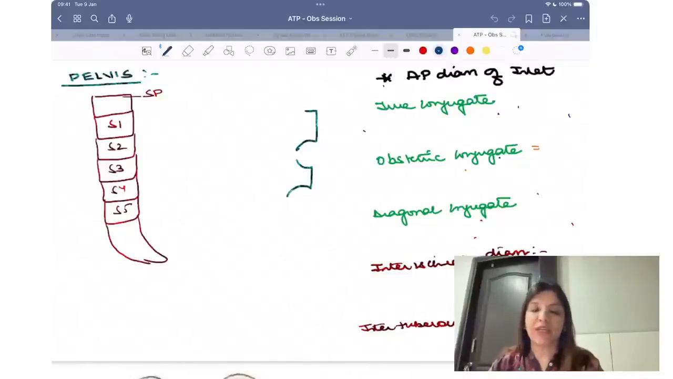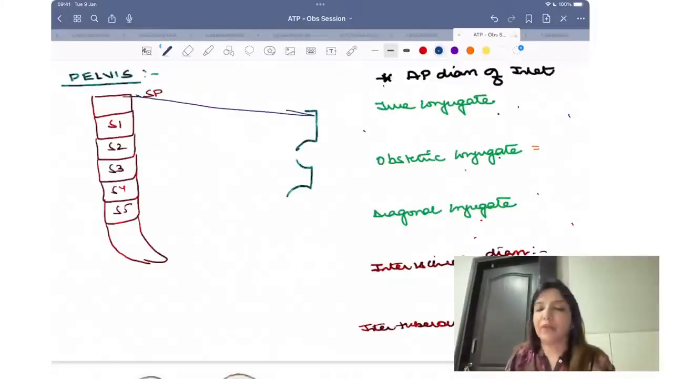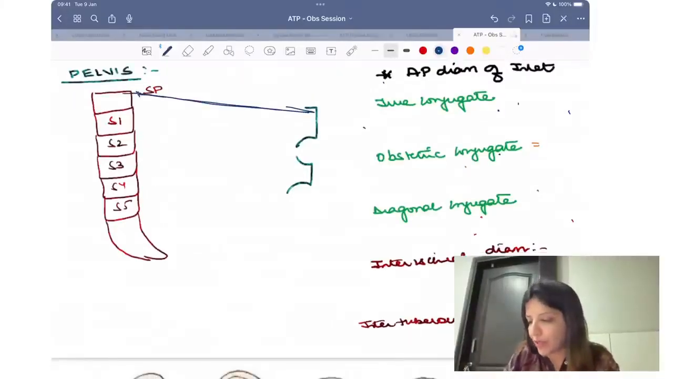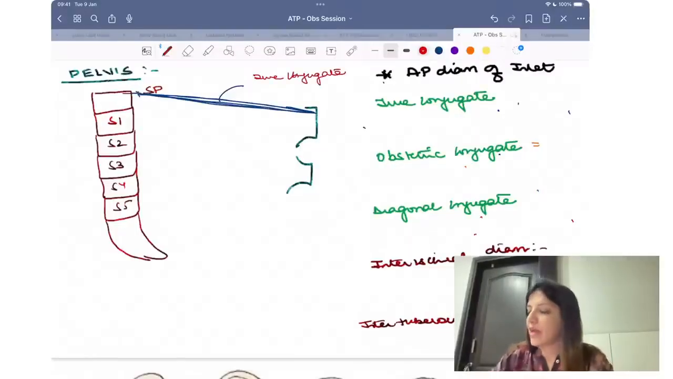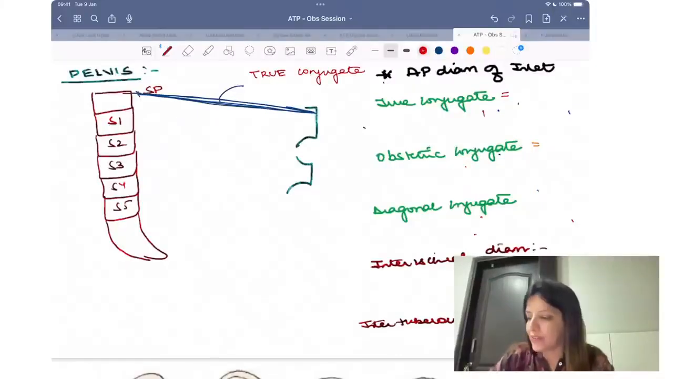Now the AP diameter of the inlet means that anteriorly you are going to have the pubic symphysis, posteriorly you are going to have the sacral promontory. If the AP diameter is measured from the upper border of the pubic symphysis to the sacral promontory, this line is what is called the true conjugate. So, from where to where is the true conjugate? True conjugate is from the upper border of the pubic symphysis to the sacral promontory. I'll just write it slightly properly so that you understand what I have written. And what is the value of the true conjugate? 11 centimeters.